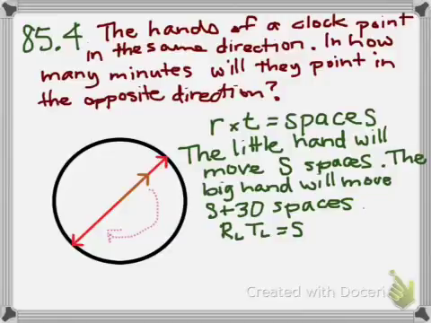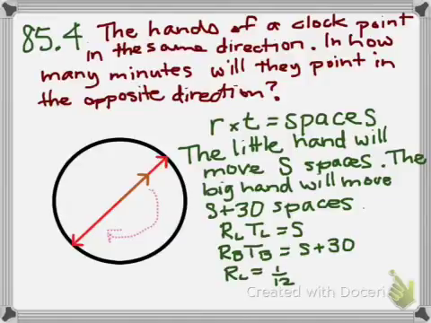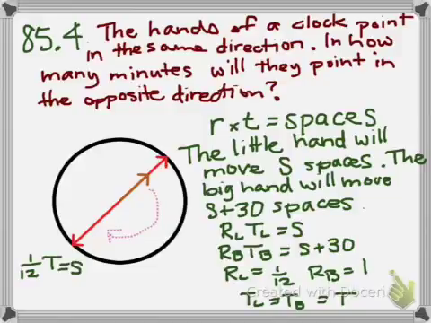So we'll set up our equation. Rate of the little times time of the little is space, is S. Rate of the big times time of the big is going to be S plus 30. Now we know the rate of the little is 1/12 and the rate of the big is 1, so we can plug that in, and we know that the times are going to be equal, and we'll just let those equal T. So 1/12 T equals S, and 1 T equals S plus 30.